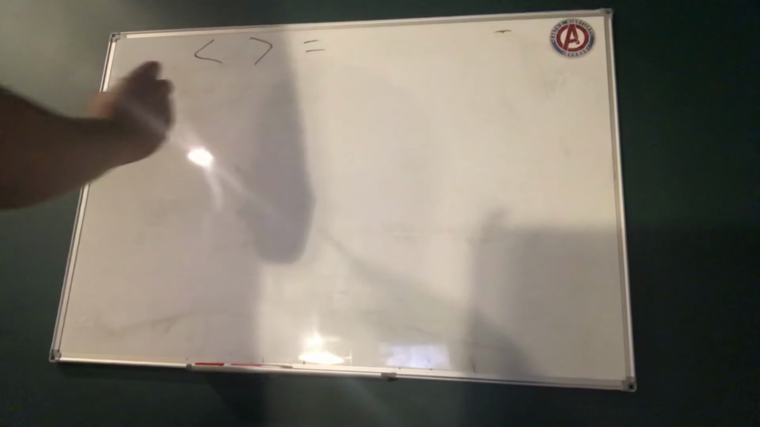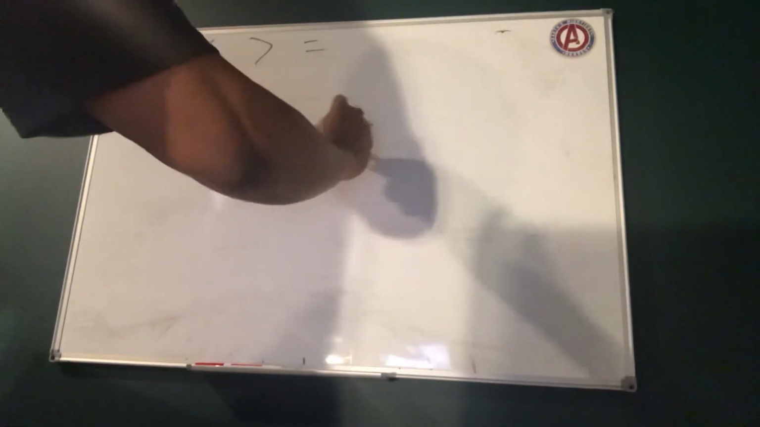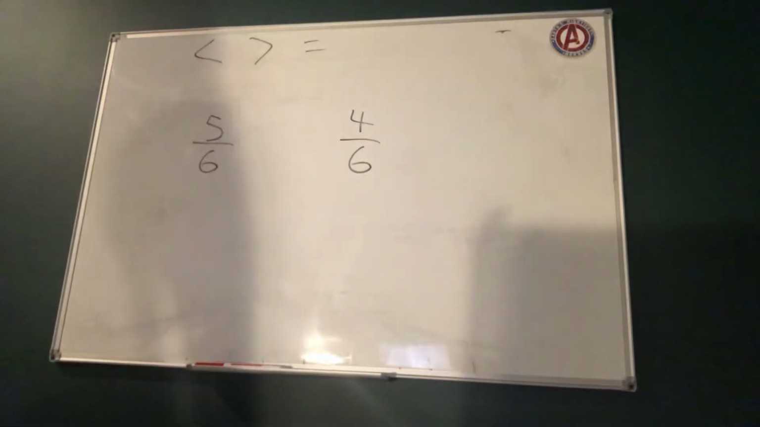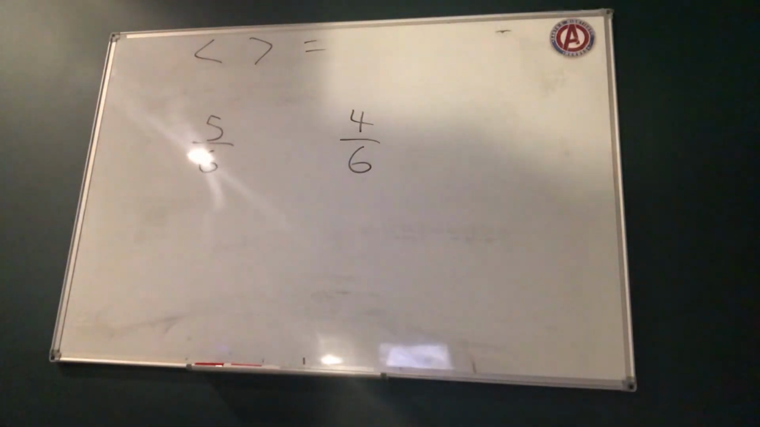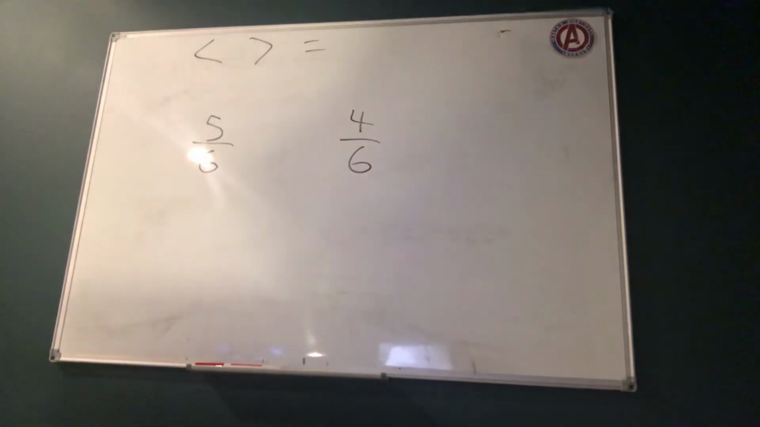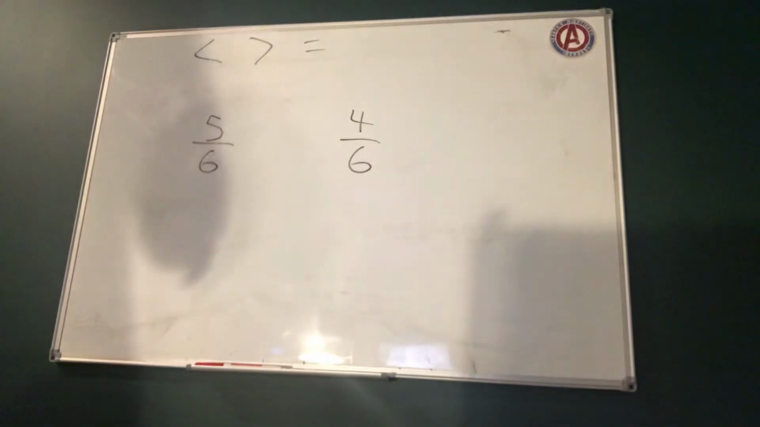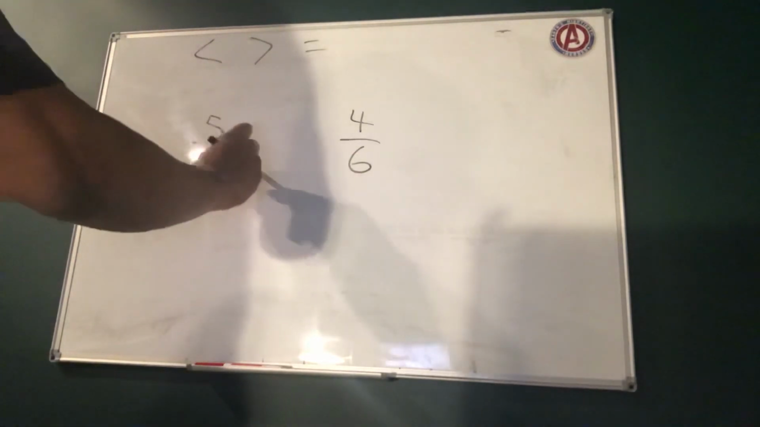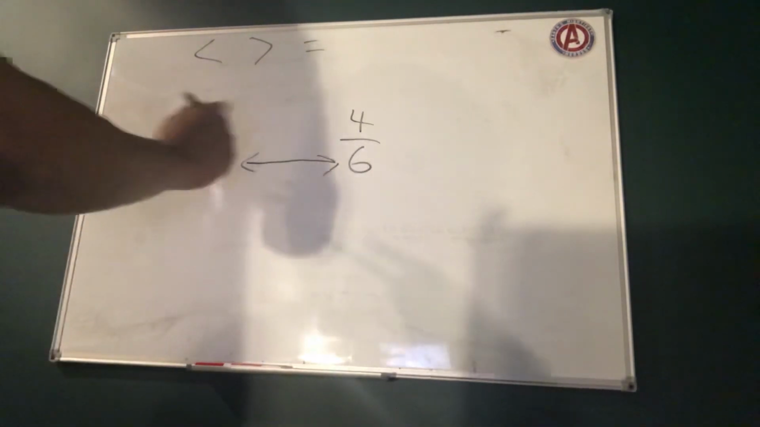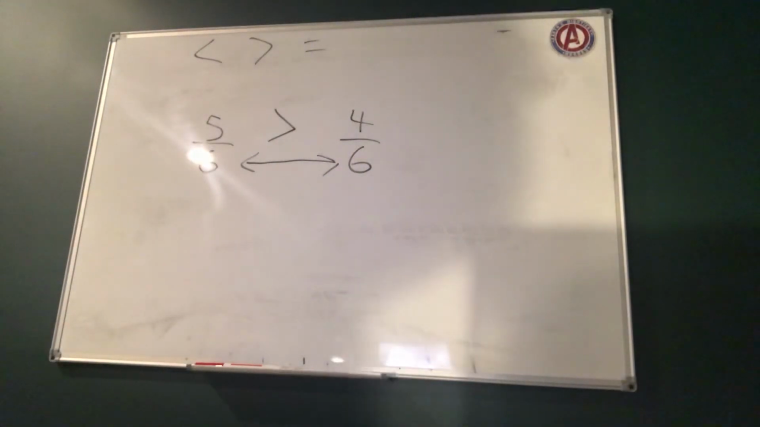Let's look at one more. We have 5/6, and then we have 4/6. Using what we just learned about the same denominator, pause the video, tell me which fraction is larger. Since the denominators are the same, the fraction with the larger numerator is the larger fraction. So 5/6 is larger than 4/6.